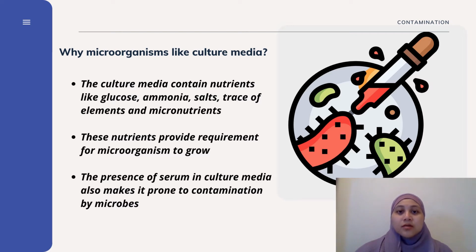The culture media contains nutrients like glucose, ammonia, salts, trace of elements, and micronutrients. These nutrients provide requirement for microorganisms to grow. The presence of serum in culture media also makes it prone to contamination by the microorganisms.